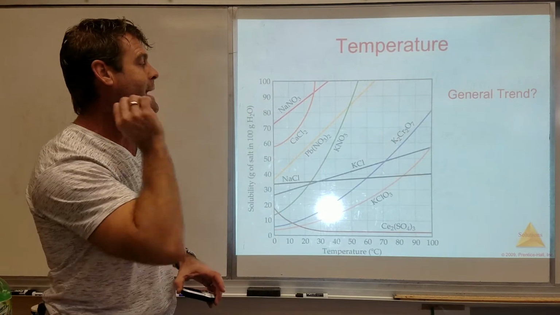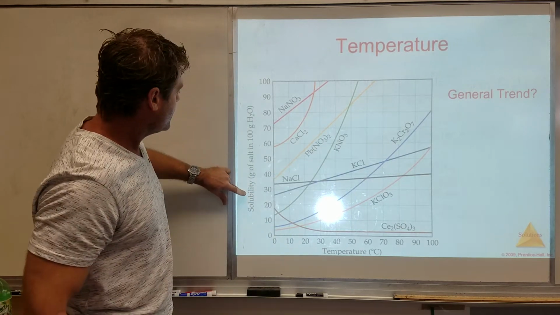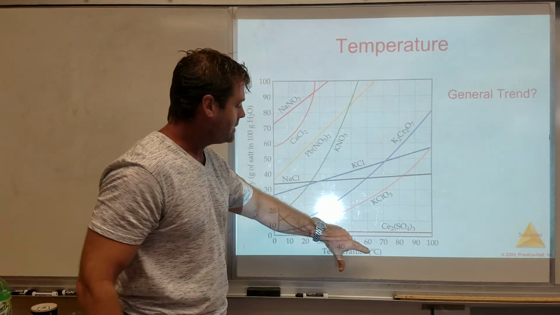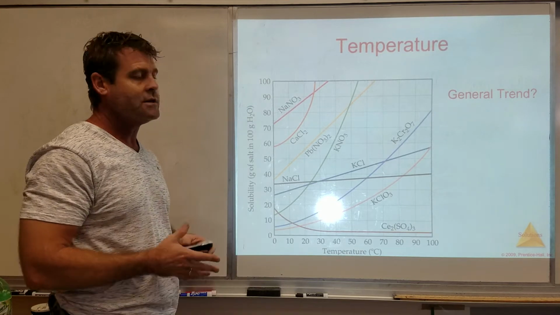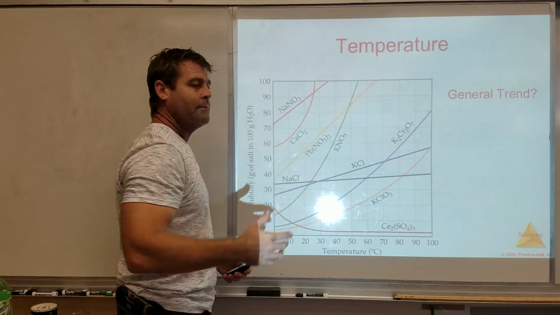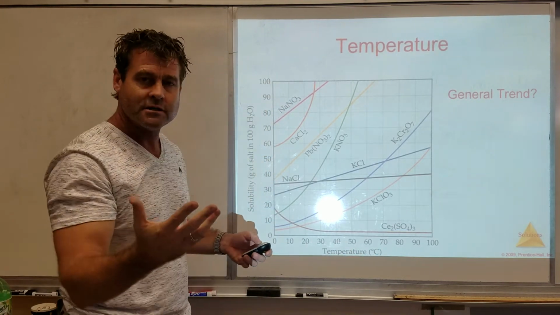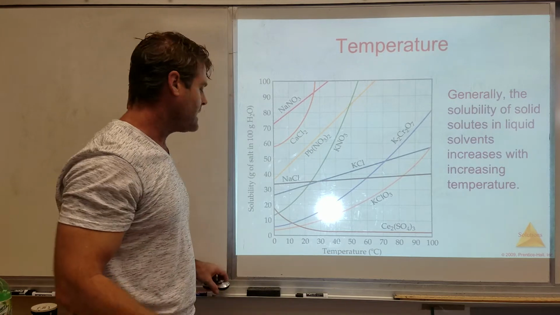Okay, so going back, these are all solid compounds, okay? And we're graphing the solubility compared to the temperature. And so, what should you guys notice? What's the general trend? What do you guys notice about all these? They're all going up. What does that indicate? The higher the temperature, the higher the solubility, right? And we kind of knew that.